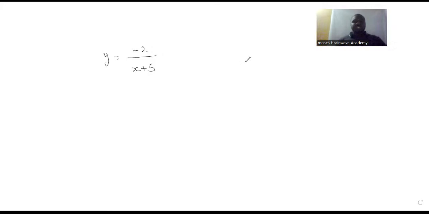First step, switch. I want to get the inverse, switch. I have x is equal to minus 2 upon y plus 5. I have done the switching, right? I have switched this particular guy over here, so I can now cross multiply. I have x into y plus 5, right, is equal to minus 2.